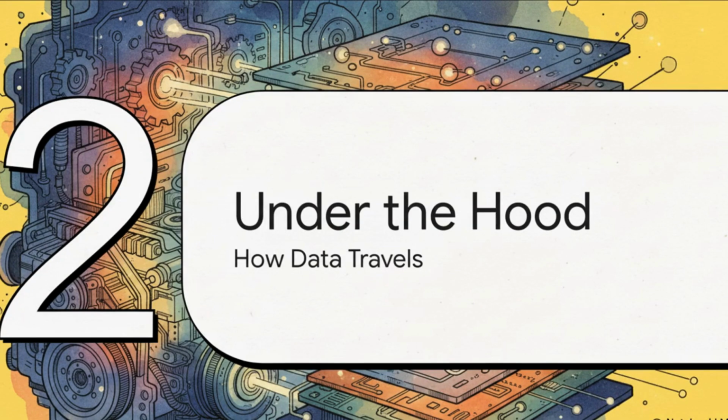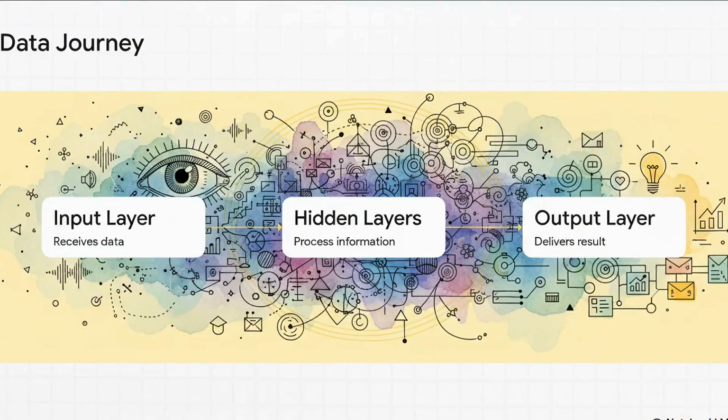Section 2. Under the hood. The layers and how data travels. Think of this as a quick little journey. Step 1, the input layer receives the raw data, like the pixels of a photograph, for example. Then, step 2, the data moves into the hidden layers. This is the real deep processing core where the heavy lifting, the actual calculating and analyzing happens. And finally, step 3, the output layer delivers the result, telling you that yes, the photo is in fact a dog. Raw input, straight to smart output.